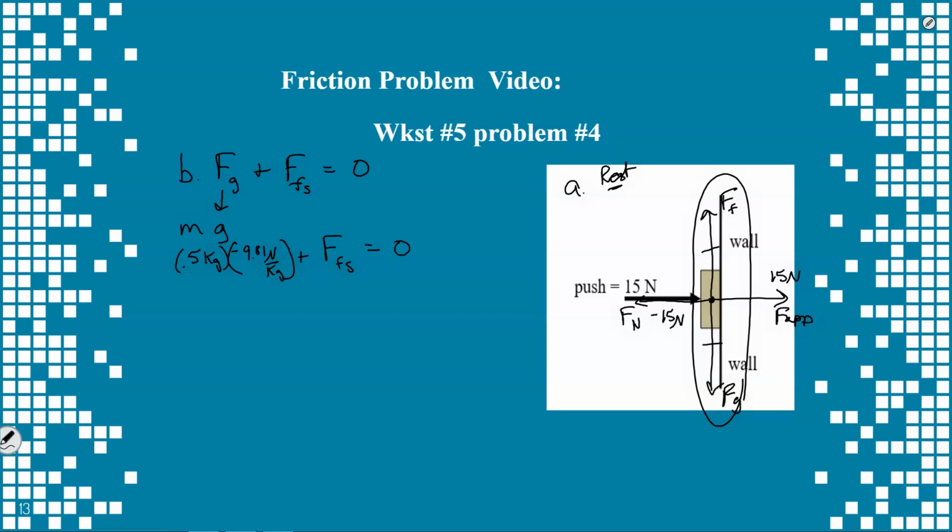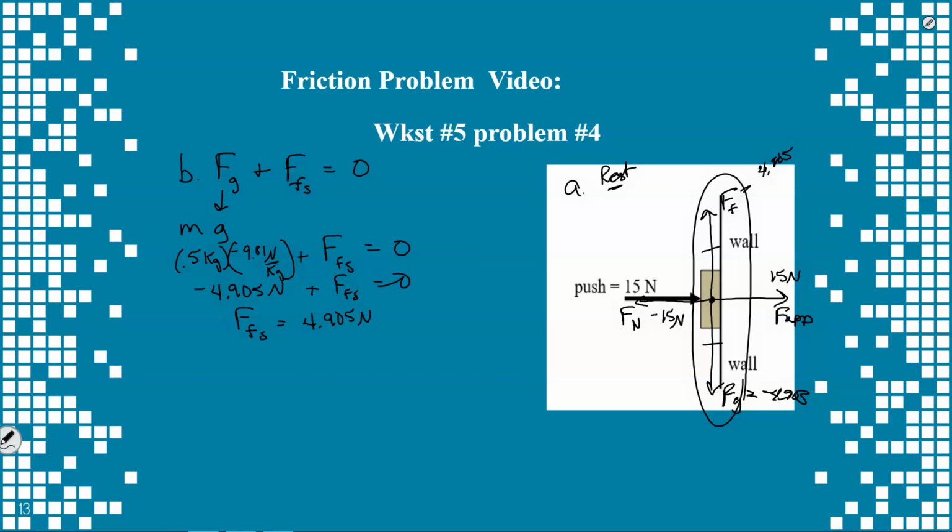So when we calculate this out, we get a negative 4.905 newtons plus force friction static equals 0. So this means our force friction static has to equal 4.905 newtons. Okay, so yes, those are equal. So we know this is a negative 4.905, so now we know that this is a positive 4.905. So that figures out our force minimum needed to keep that book on the wall without sliding.